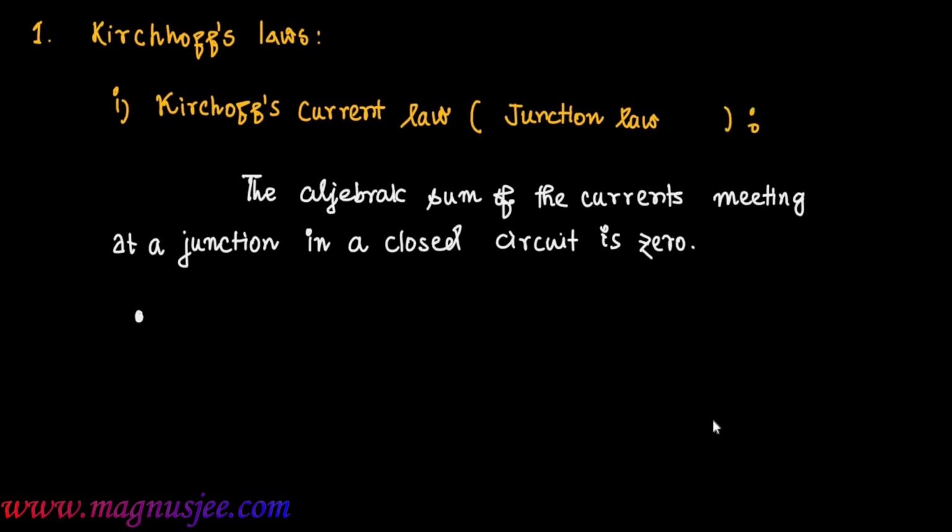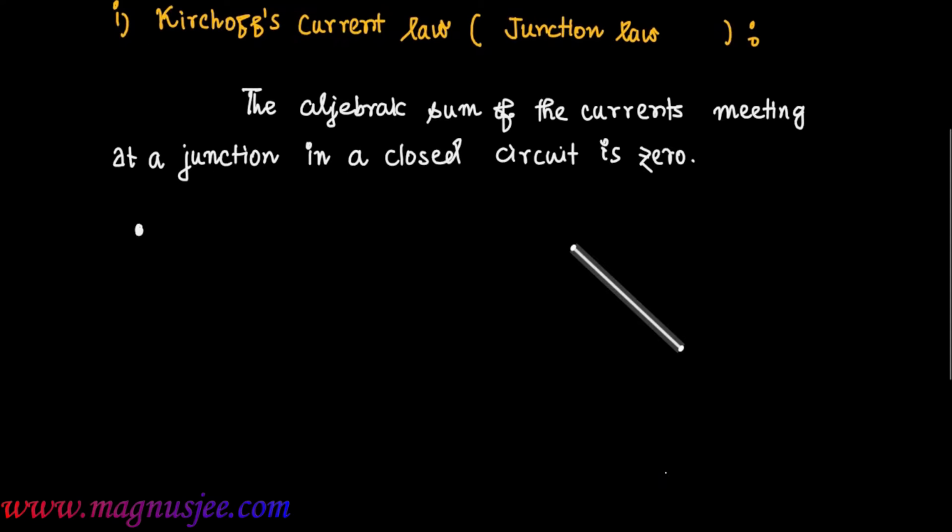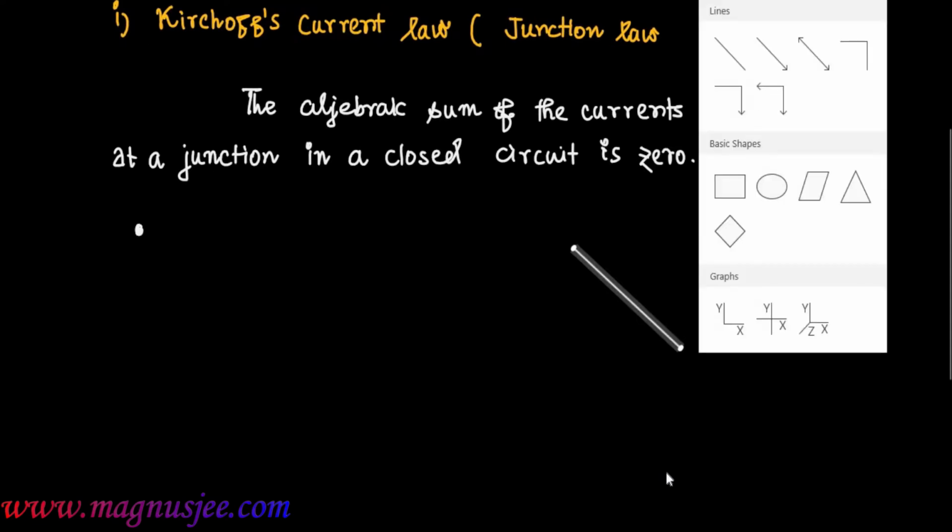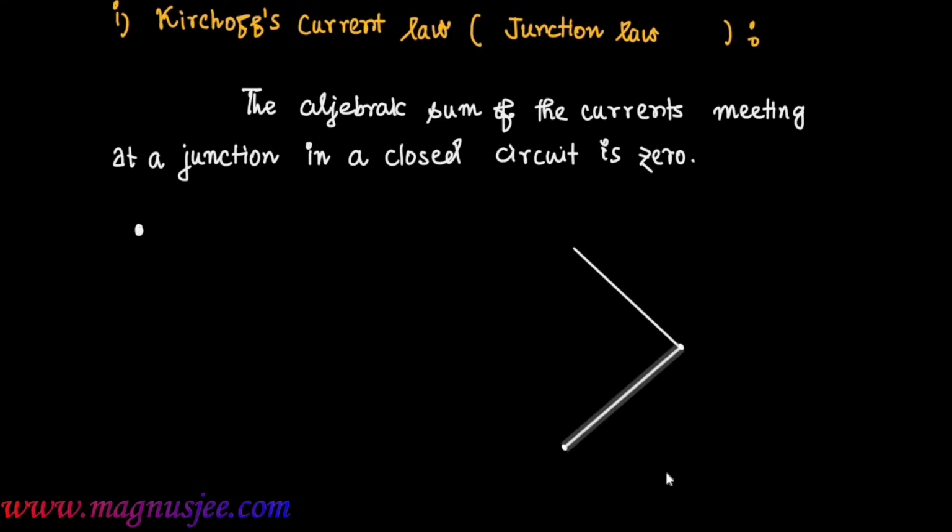Now we can draw a diagram. That means we can draw a junction of 5 wires. We assume that there are 5 wires which are meeting at a junction O. So we can draw 5 conducting wires through which different currents are flowing with respect to the junction O.